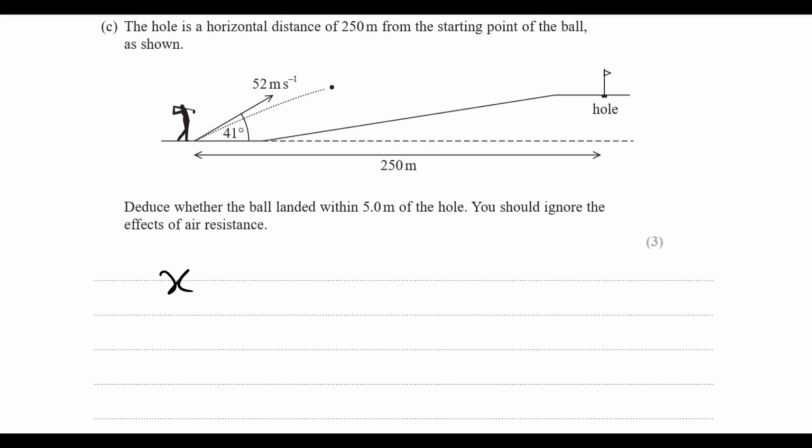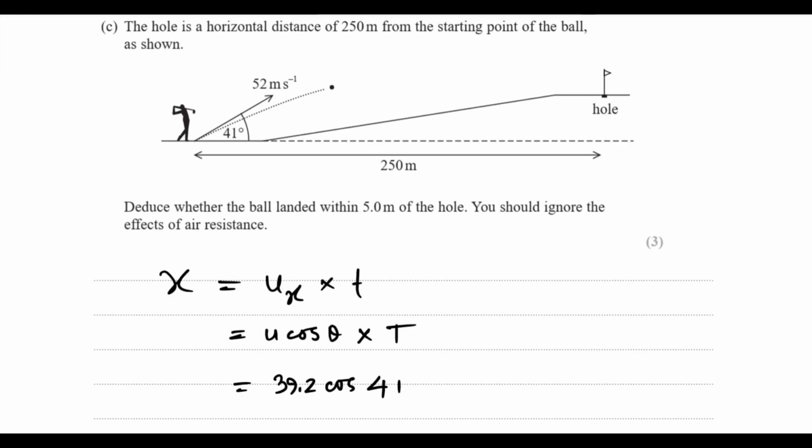So we know horizontal distance equals Ux into t. Ux equals u cos theta into, we should use capital T, time of flight. So u here is 39.2 cos 41 degree into capital T, 6.62 second.